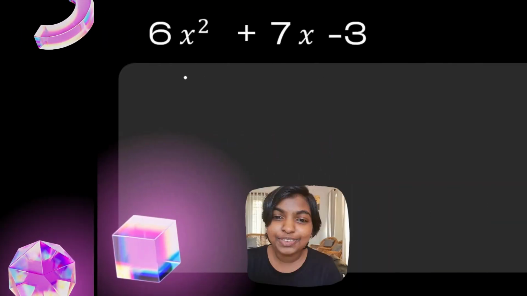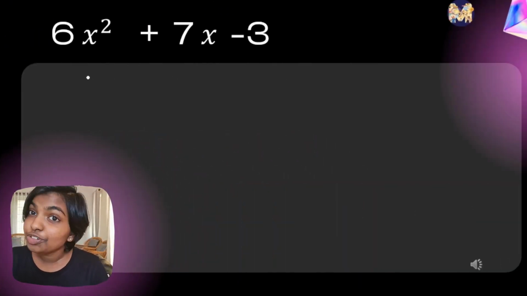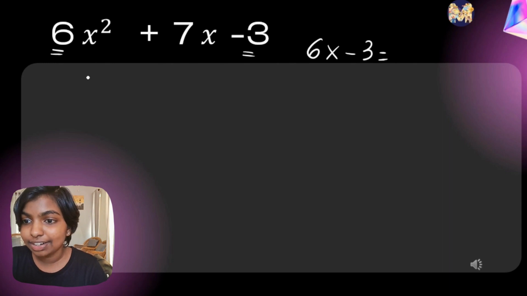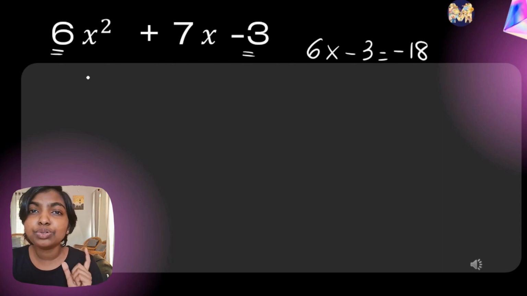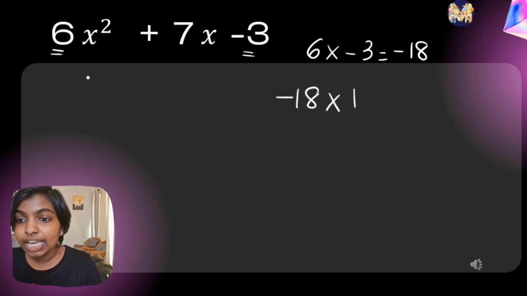Moving on to our next question, which is 6x squared plus 7x minus 3. We have to repeat the same steps over again. First let's take the product of the coefficient of x squared, which is 6, and the constant term, which is minus 3. 6 times minus 3 is going to give us minus 18. Now we have to write down all the factors of minus 18. Minus 18 can be written as minus 18 times 1 or 18 times minus 1.